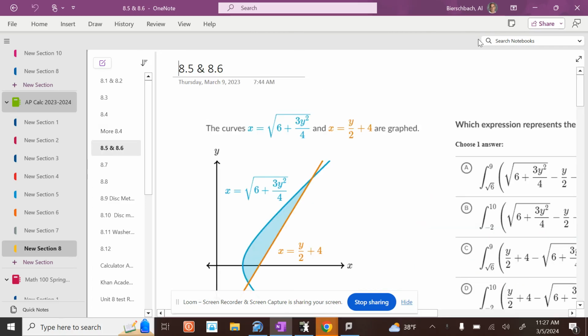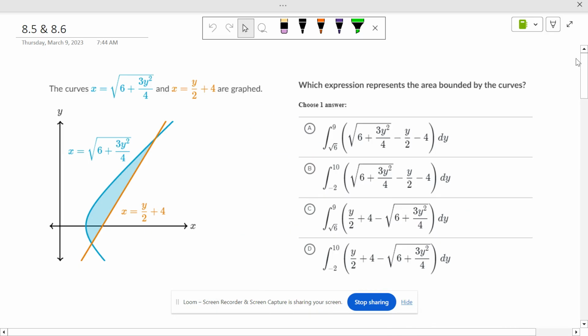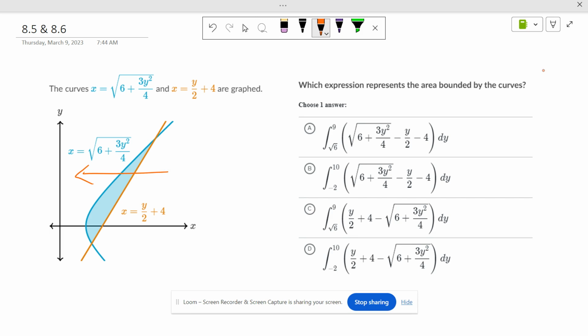Do is we're going to look at ones that are written in terms of y's instead of x's. So then what you have to do is instead of taking the top minus the bottom, you have to go this direction. Okay? So you have to go right minus left. So our right one is here. Okay? Y over 2 plus 4. Our left one is here. So it's one of these two.